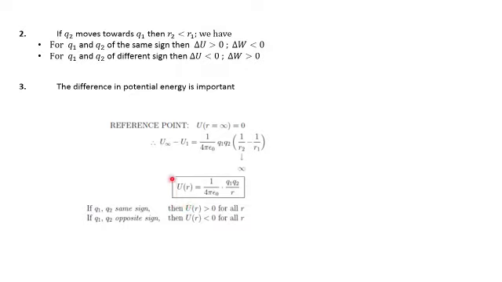So this is the potential energy expression for two charges Q1 and Q2 when they are separated by a distance R. So if Q1 and Q2 are of the same size, then the potential energy will be greater than 0 for all values of R, and if Q1 and Q2 are of opposite size, then potential energy will be less than 0 for all values of R.